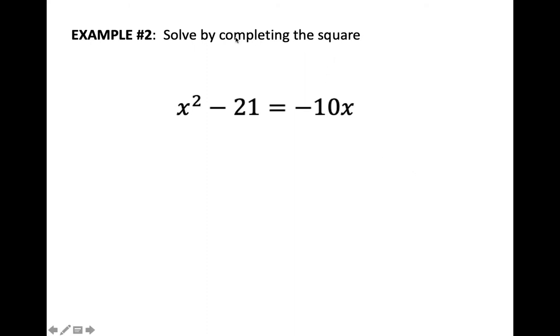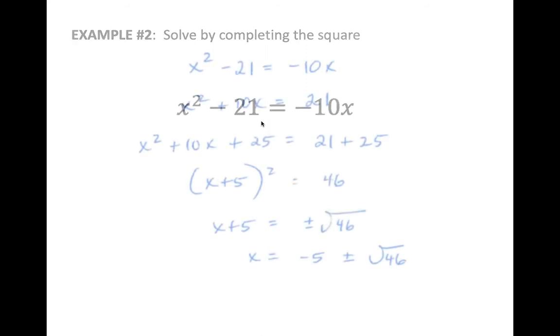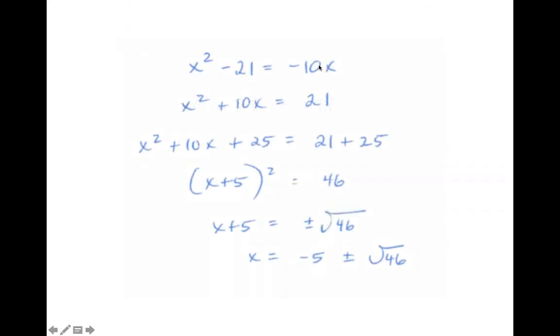Okay, so here we are, and we're being asked to solve by completing the square, and here's our first equation. So now the first thing I did was, let me see, I actually brought the 10x over so that it was with the x squared, and I moved the number over to the right-hand side.